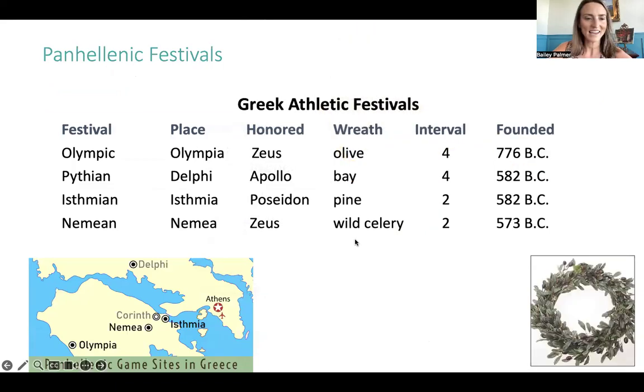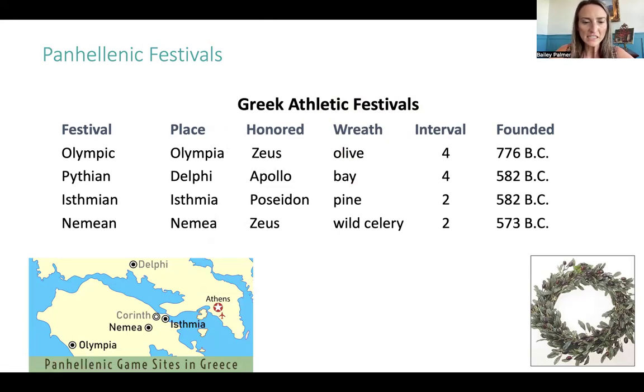All right, next is looking at the Olympics. If you are familiar with Panhellenic, that term is just used to describe Greek festivals, or Greek activities. So these Greek athletic festivals, there are several different ones, as you see here. You can see the place they were held, who they honored, when they were founded. But the first known Panhellenic festival is the Olympics, and so that's what we're really going to focus on the most. But I like this map at the bottom down here, where you can see Olympia.